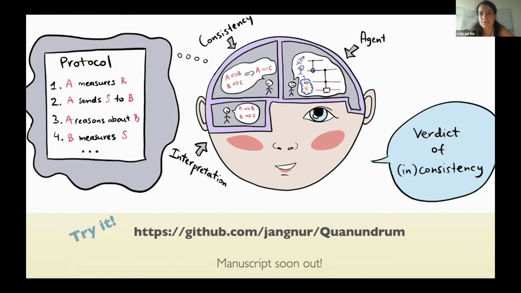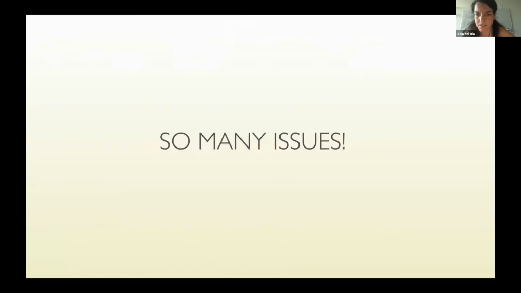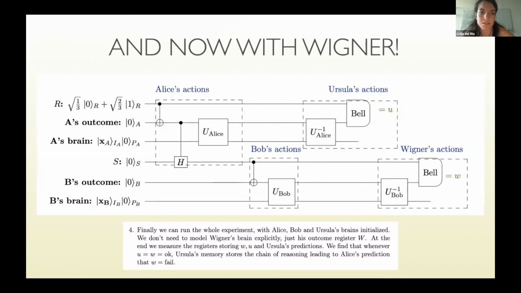And yeah, again, the nice thing is that once you set all of this, and if you were to model Ursula and Wigner also as quantum systems, at the end of the day, you just need to measure their inference qubits, so the belief qubits of the initial state for everyone, to know if there is a contradiction or not. Okay.